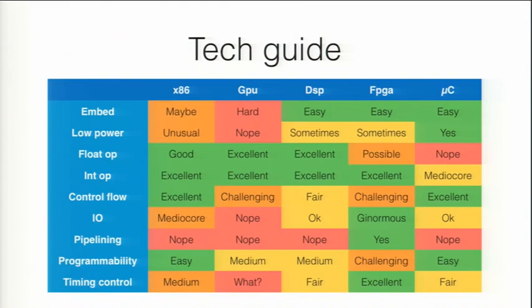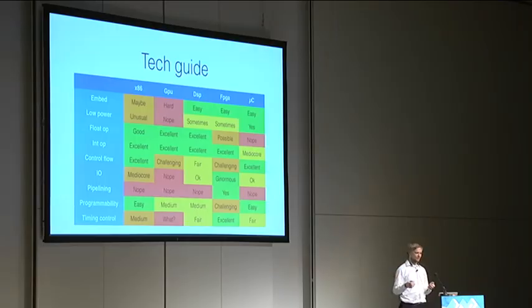So if you're starting a new project and wondering what you should use, you always have some obvious choices. You have a regular x86, which is very nice to program, or you have a GPU, which is very powerful in floating point, or you have a DSP, which is very nice to embed, and then you have an FPGA, which is very good at almost everything, but not in programming.